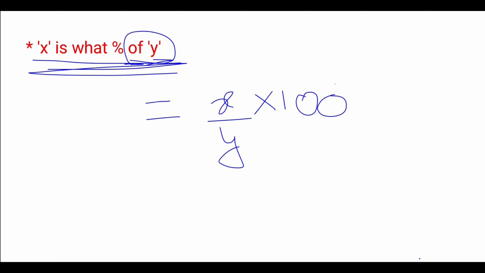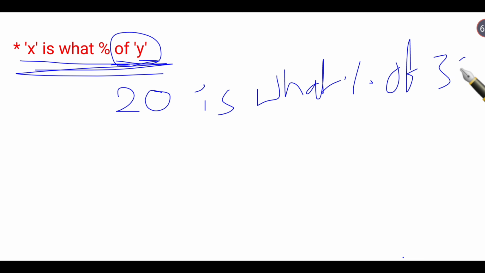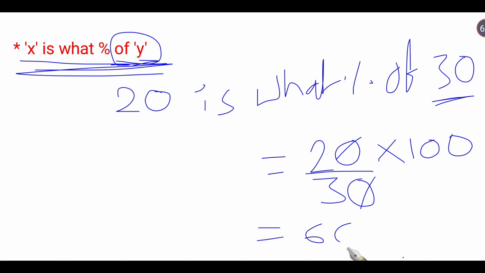For example, 20 is what percentage of 30? Here after of the value is 30. So 30 should be written in the denominator and the remaining value, 20, should be in the numerator. 20 by 30 into 100. The 0s get cancelled. 2 by 3 into 100, that is 66.66%.